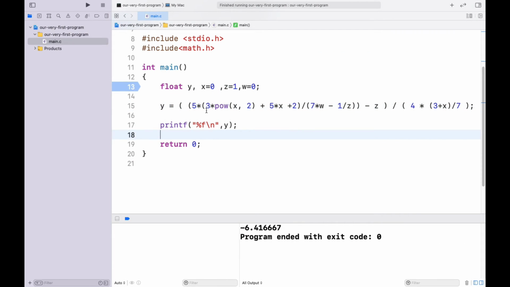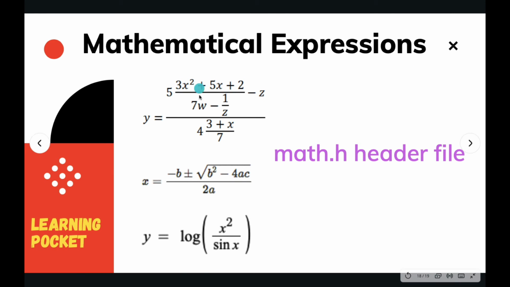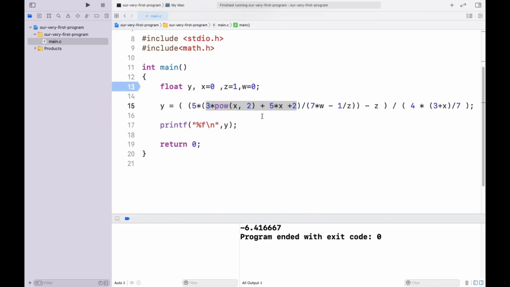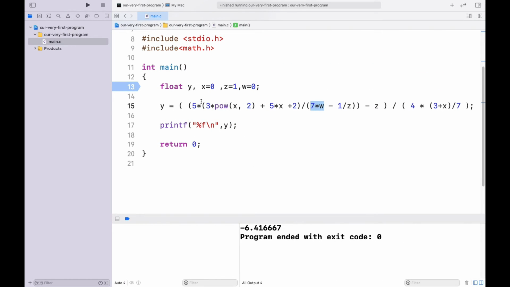So this is the first expression, that is 3 multiplied by 2 to the power. I have used the pow function, which is nothing but a power function. So 3 into 2 to the power x plus 5 into x plus 2. Similarly, we have 3 to the power x plus 5 to the power x plus 2. Then I have divided it by 7 into w minus 1 by z, and similarly we have 7w minus 1 by z, and then we have 5 multiplied with this whole expression.